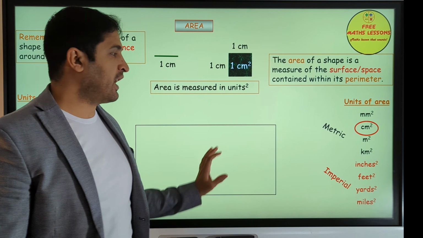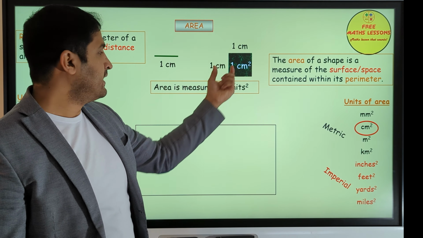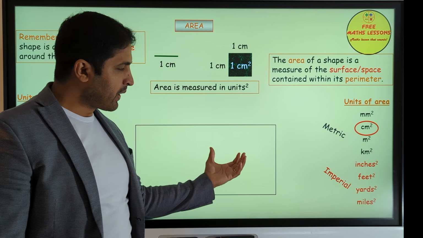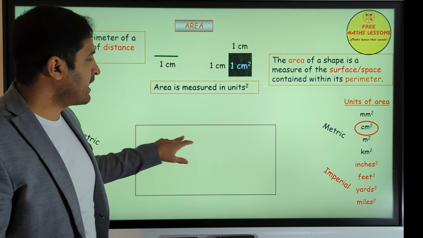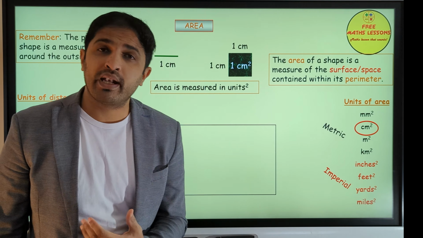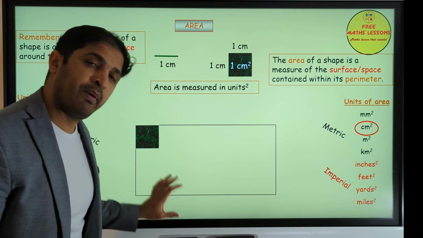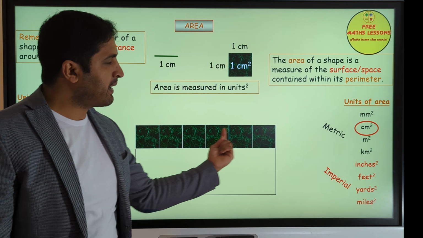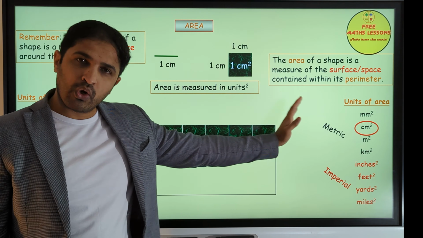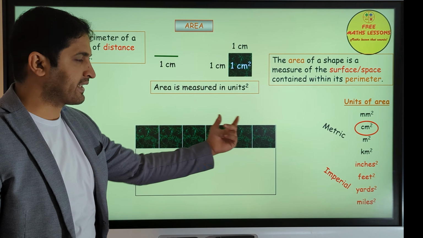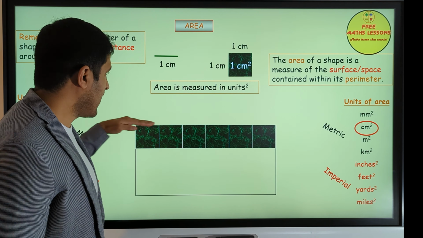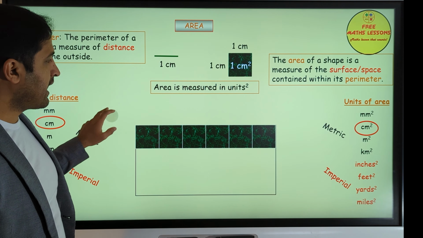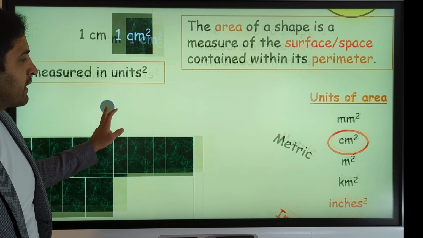So let's look at the area of this shape. How are we going to measure the area of this shape? We're going to take these centimeter by centimeter squares and put them in here, okay? How many centimeter by centimeter squares does it take to fill this space, okay? If we keep doing that, we get 6 centimeter by centimeter squares. So the length of that rectangle is 6 centimeters. And I can keep doing that and fill it in quickly.